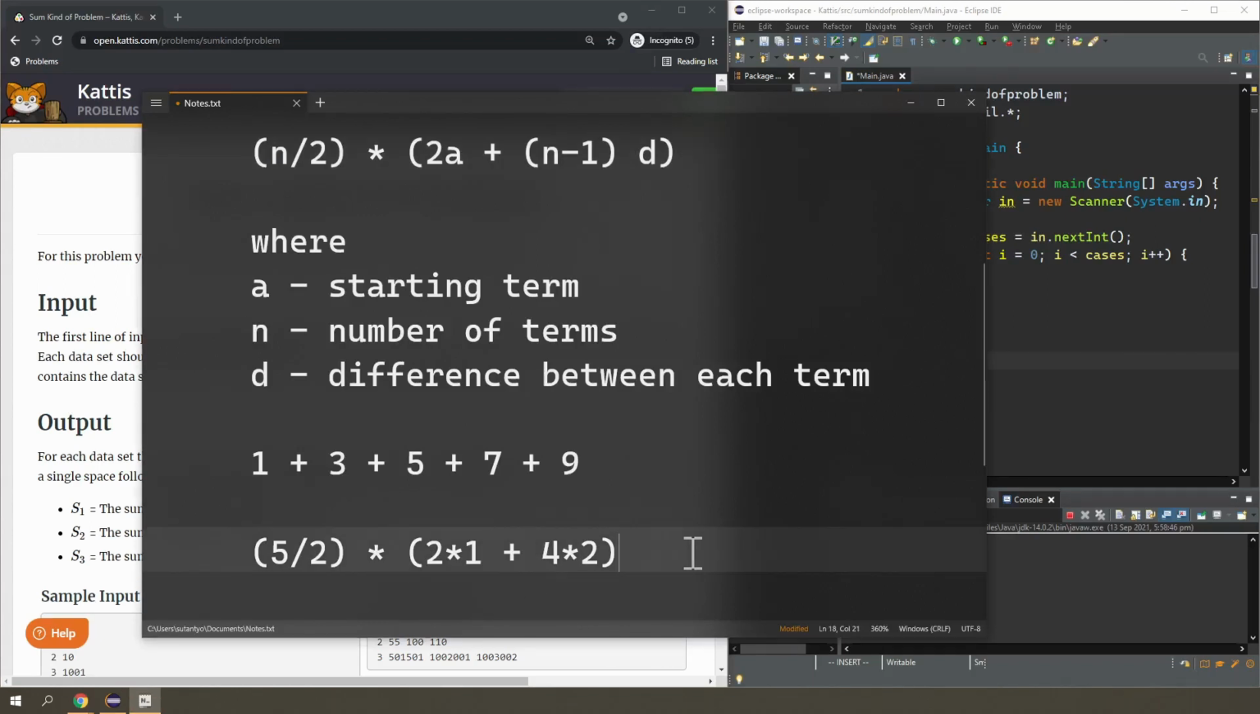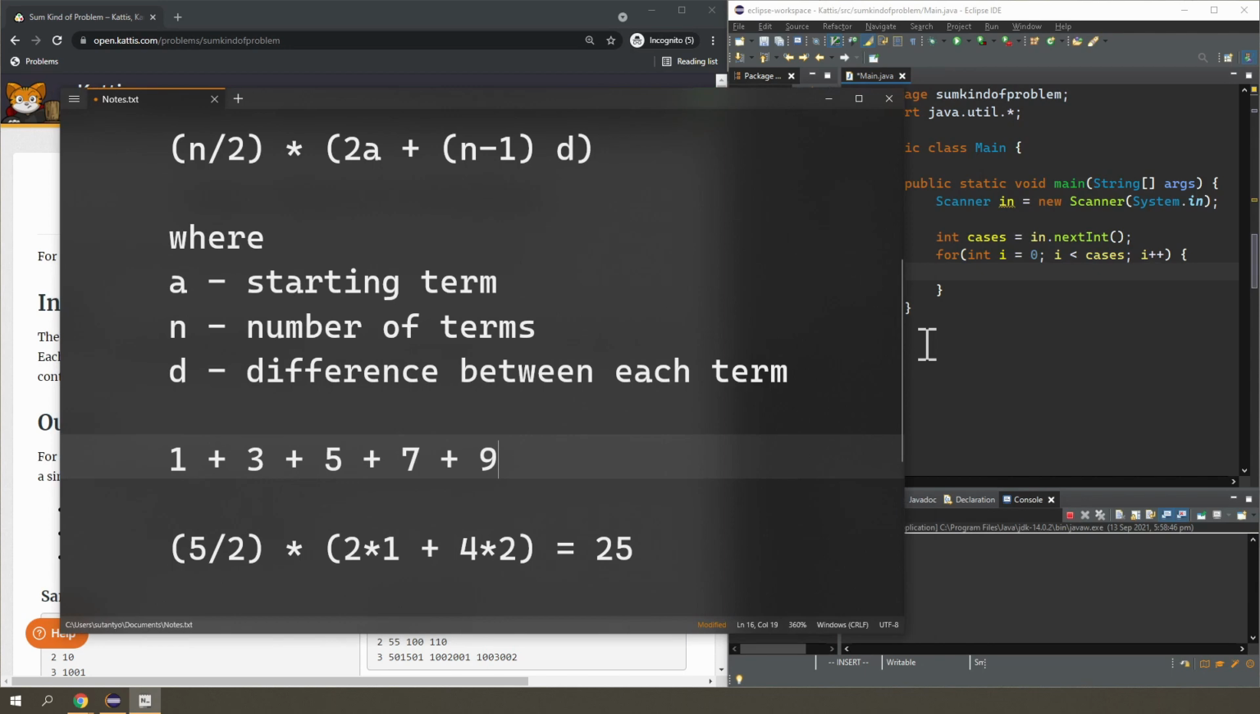Anyway, if we do this, what do we get? 2 plus 8 is 10. 10 times 5 divided by 2 is 25. Is that correct? 1 plus 3 is 4, 4 plus 5 is 9, 9 plus 7 is 16, 16 plus 9 is 25. Yes, that is correct. So you can use this formula, just plug it in. Maybe we'll try that. Yeah, let's give it a try.